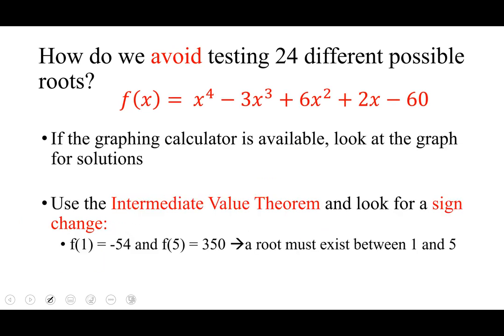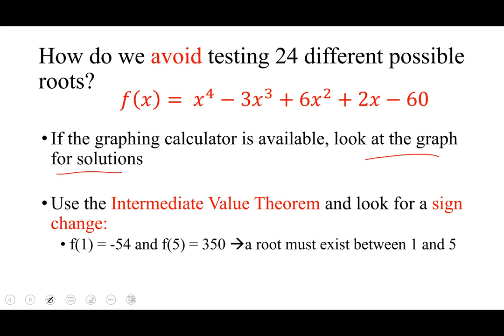In addition to that, if you had a graphing calculator, you could graph it and then look at the graph for the solutions. You would, of course, be looking for the zeros and the x-intercepts. Obviously, wherever the graph crosses the x-axis, that has to be one of the solutions. Again, that doesn't help us in terms of finding imaginary roots, but still something to keep in mind. And then finally, you can actually use the intermediate value theorem.